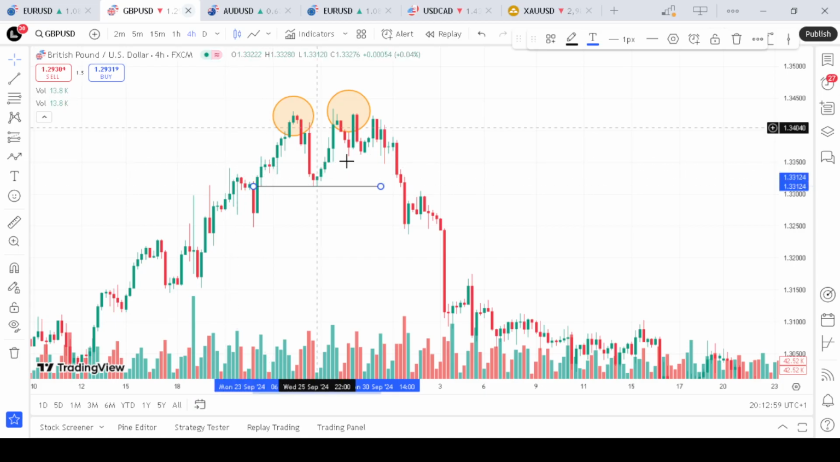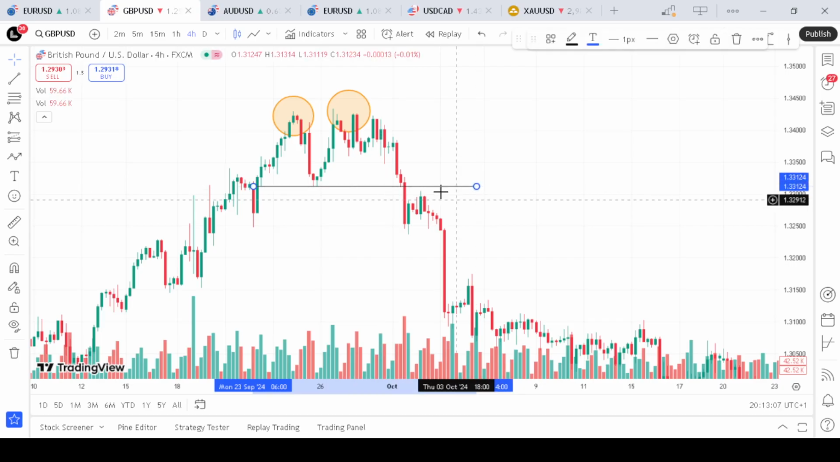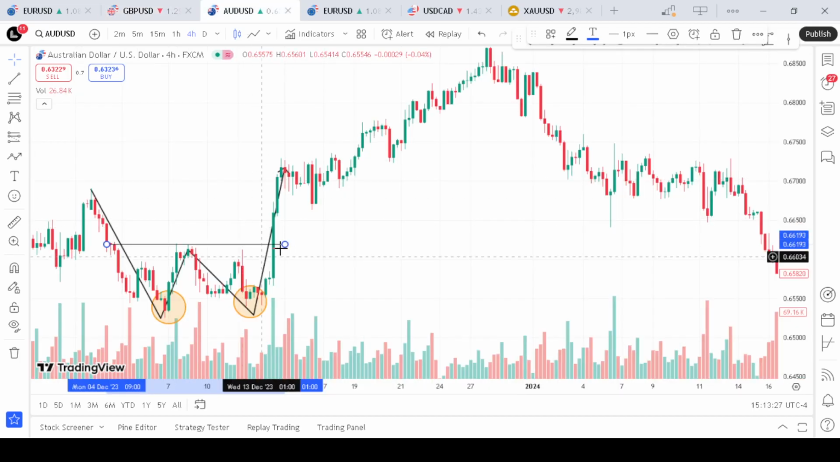Once the pattern is identified, you have to focus on the break of the neckline. We have to focus on price breaking the neckline. Once this is confirmed, where the market signals its intention to reverse, for the double top, you wait for price to break below the neckline, indicating bearish momentum. While for a double bottom, we wait for price to break above the neckline. When price breaks above the neckline, it suggests bullish momentum. This break should be decisive, with a strong candlestick movement and increasing volume.